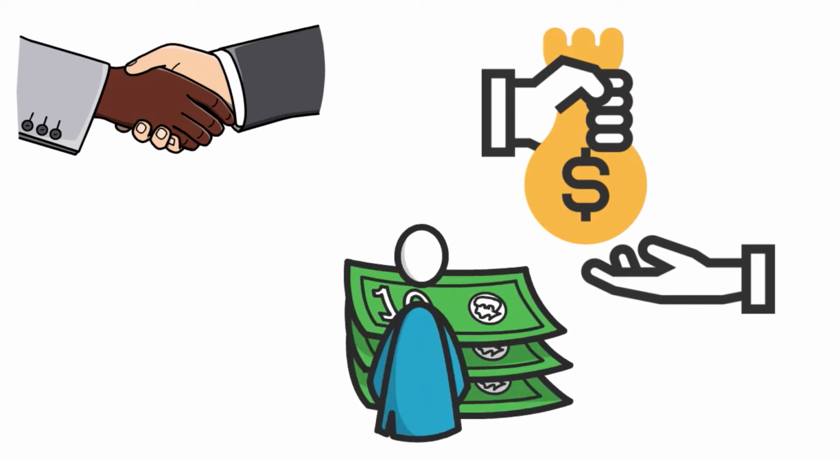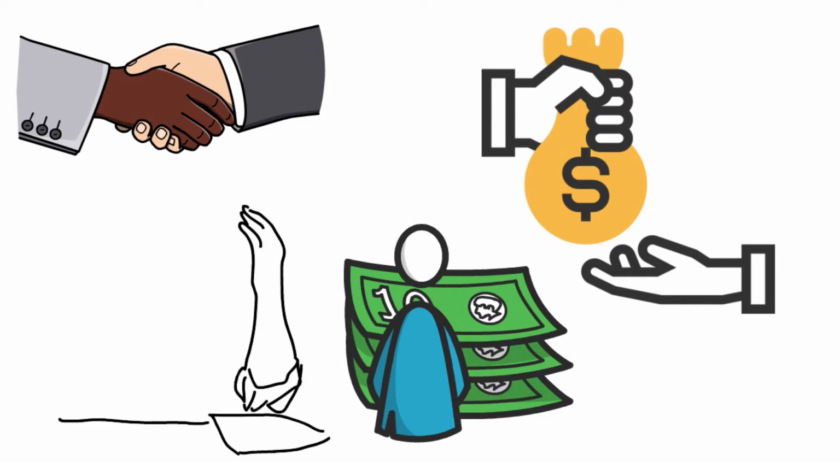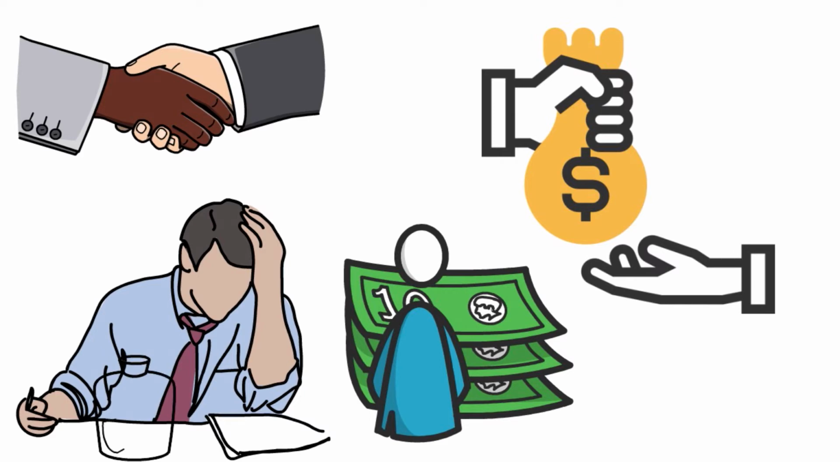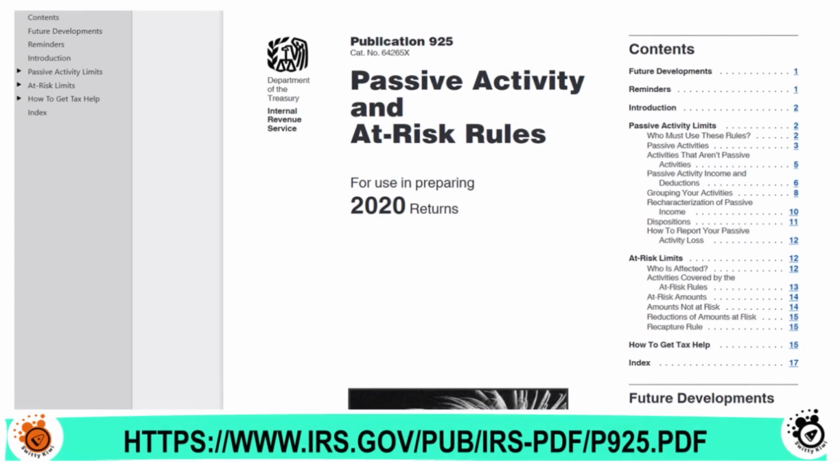The amount at risk, however, is not the same as basis. In many cases, a taxpayer can still have basis, but his or her losses are not deductible because they are limited by the amount at risk. If you need more information, I would suggest you head to Publication 925. We're putting this on the screen right now. This is the IRS publication that explains everything.